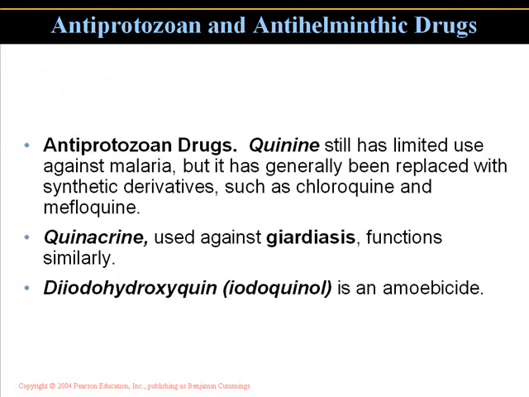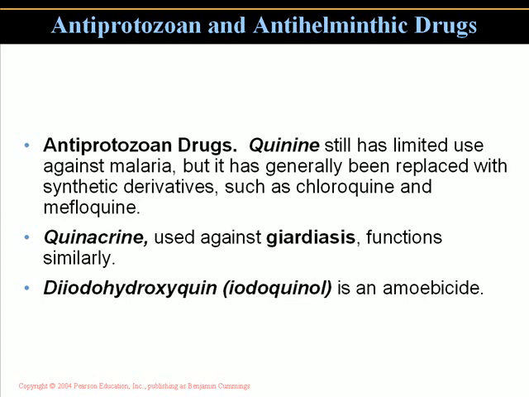There are also drugs used to treat protozoans and helminths. Antiprotozoal drugs such as the quinines. Quinine is still of limited use against malaria, but generally it's been replaced by newer synthetic drugs. Chloroquine and mefloquine are used now, and I won't say exclusively, because in some developing countries quinine is still the drug of choice. Quinacrine is used against Giardia infections. It functions similarly to what we see in other antiprotozoal drugs.